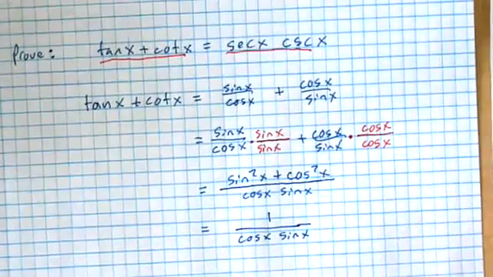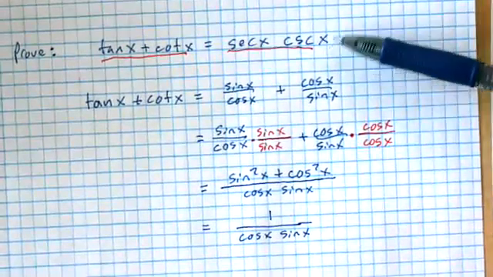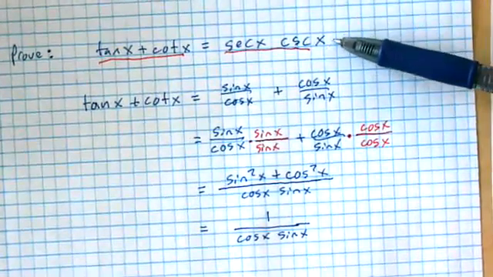Okay, that was exciting. I need to keep my eye on the prize though here. What are we going for? I'm going for secant and cosecant.